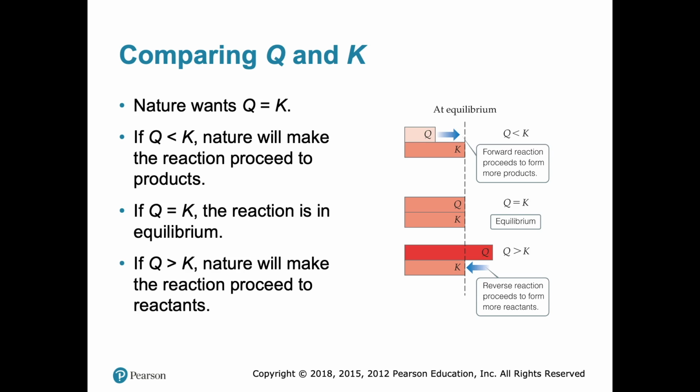Okay? So let's just remember the takeaway message here, right? If Q is less than K, then more products are going to be made. If Q is equal to K, you're at equilibrium. If Q is greater than K, then more reactants are going to be made, right? You're going to go the opposite direction. Okay?